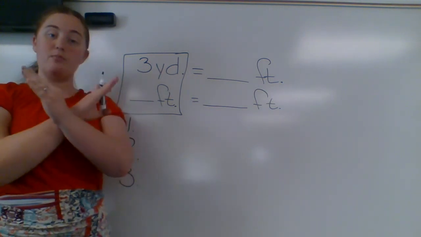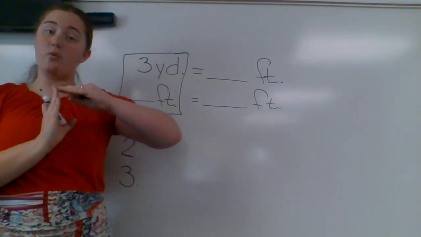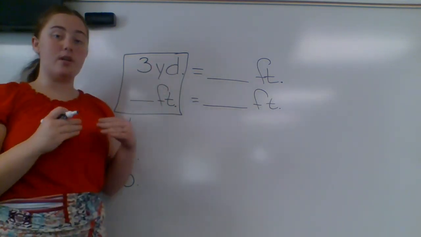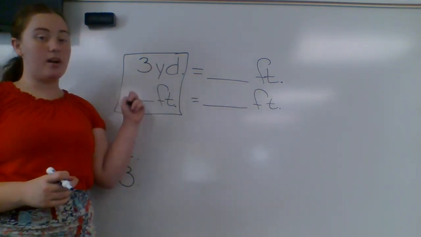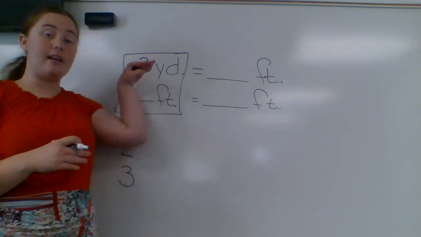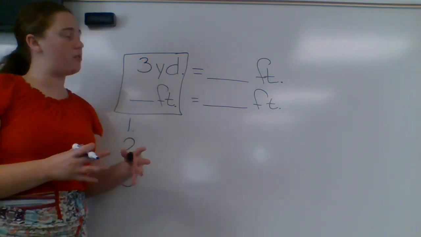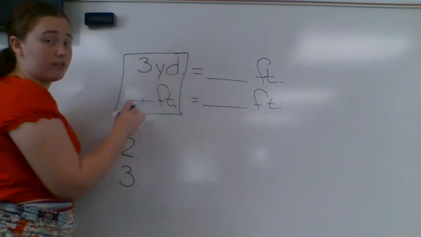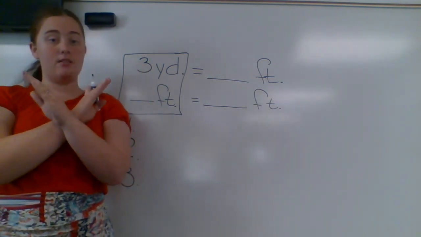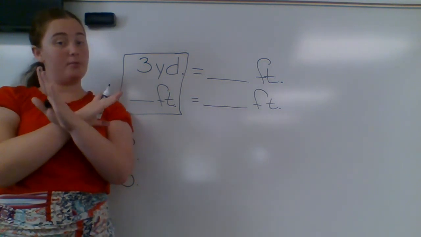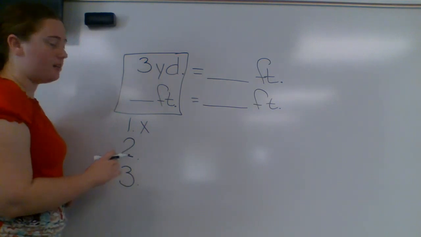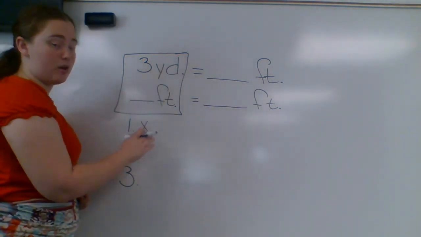So we have steps 1, 2, and 3. We have larger to smaller, we multiply. Smaller to larger, we divide. So we're going from yards to feet. Which one is bigger, a yard or a foot? Right, a yard is larger, very much so. So a yard is larger than a foot, so we're going from larger to smaller, so we're going to do what? Right, we're going to multiply. That's what this X is for, it's for multiplying. So multiply, yards to feet, larger to smaller, multiply.